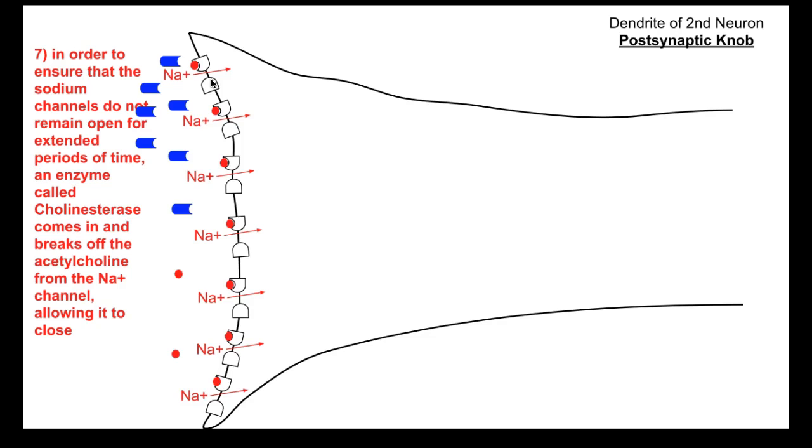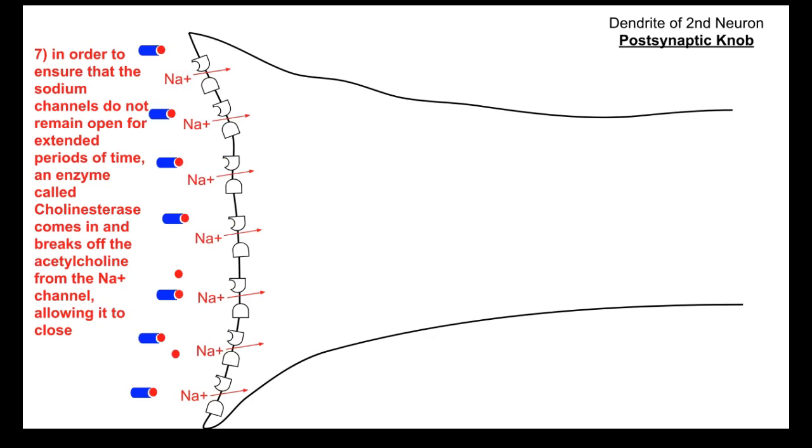If you had a bunch of neurons that were going through this constant state of depolarization, your brain would think that you're getting stimuli over and over and over again, and you would end up getting muscle tremors and things like that. So cholinesterase is going to come along, and it's going to attach to all of the acetylcholine molecules and remove them. And once that happens, those channels will close, and the sodium can stop flooding into them.